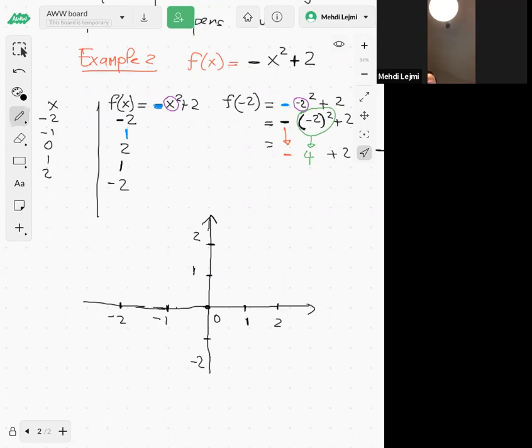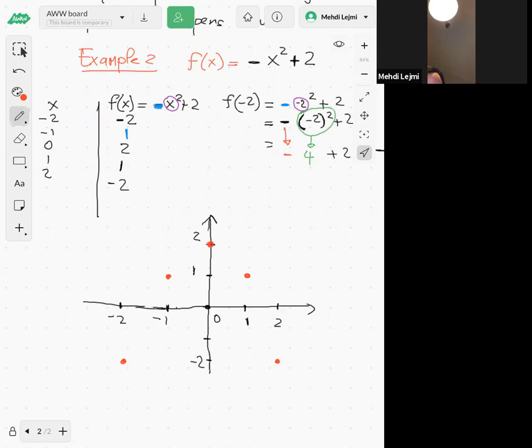Anyway, so f of -2 is -2. So this is my -2. F of -1 is +1. F of 0 is 2. F of 1 is +1. And finally, f of 2, it's again -2. So it's somewhere here. All right, so let me just connect these points.